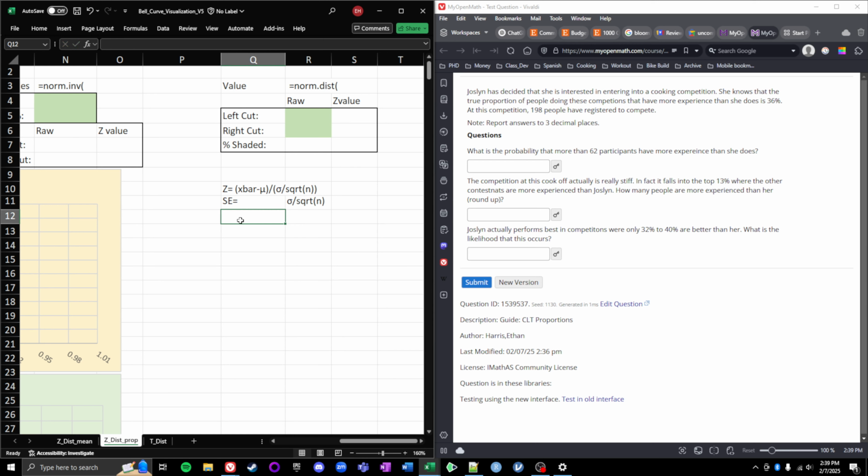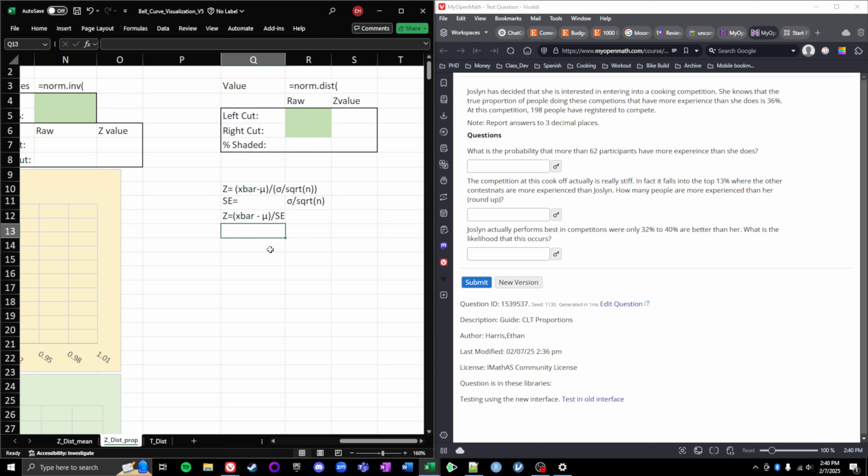We can rewrite this above as a simpler version, just z equals x bar minus mu divided by the standard error. Okay, so when we look at this, these are the equations that we were using to help us understand and identify how to answer our question.